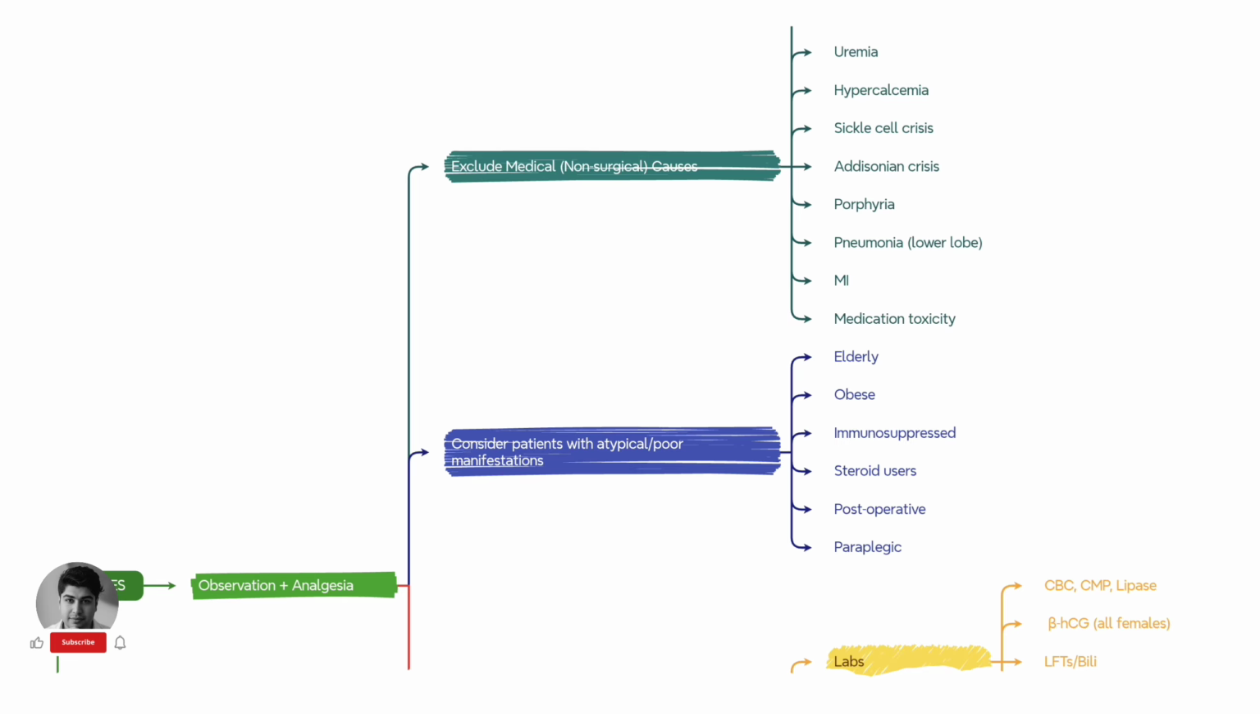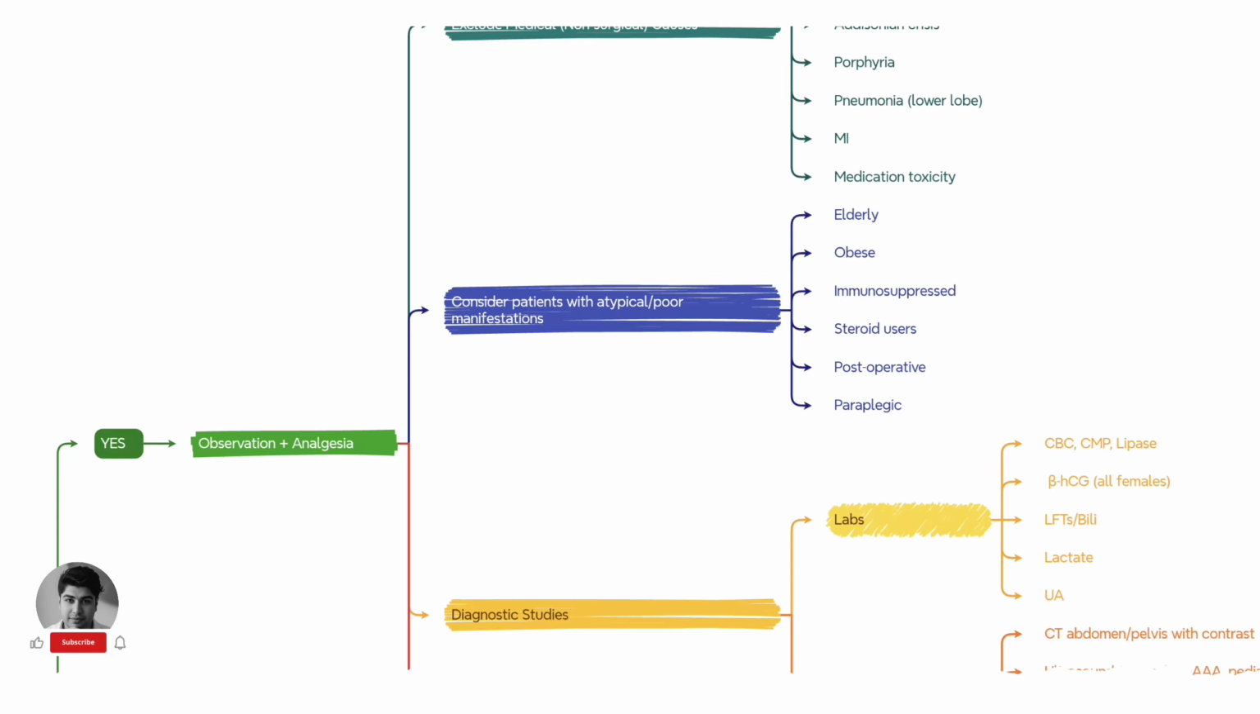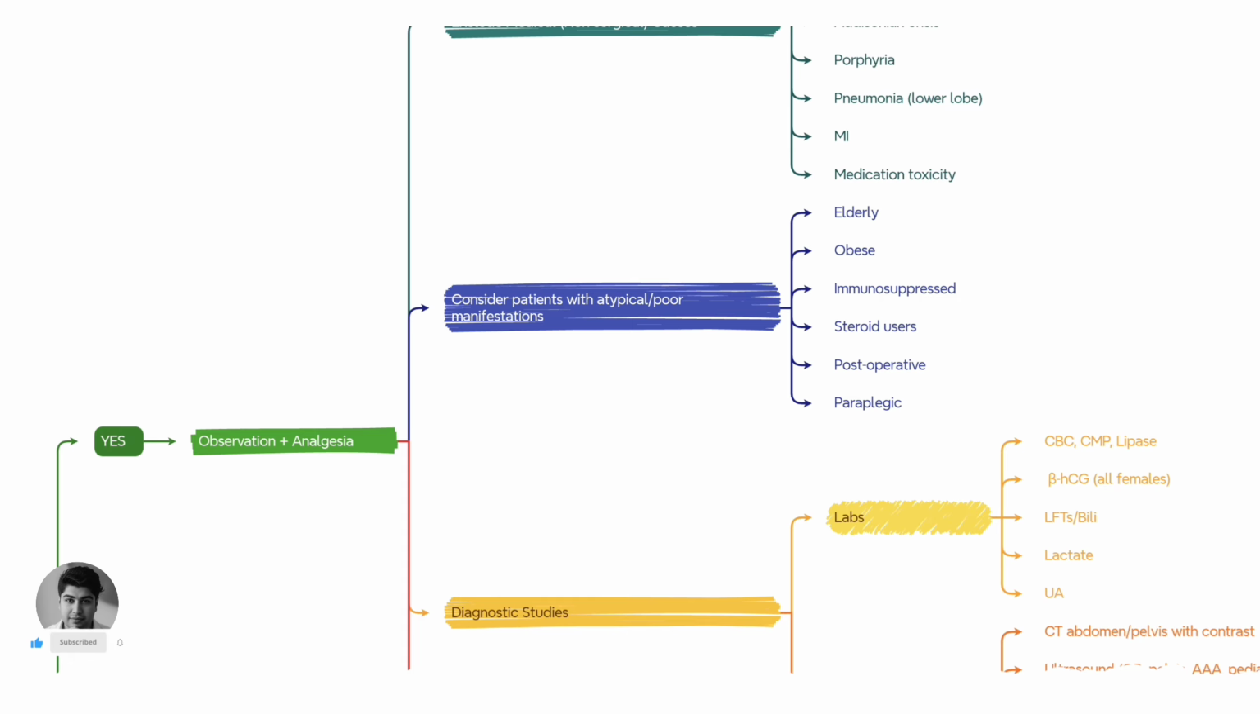Next node, comorbidities and special risks. Diabetics can hide peritonitis. The elderly hide everything. Immunosuppressed patients often look deceptively stable until catastrophe hits. Post-operative patients, very high risk. Think obstruction, leak, abscess, or ileus.